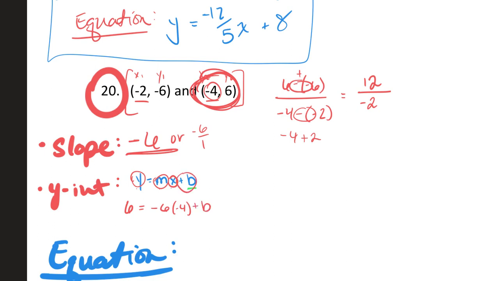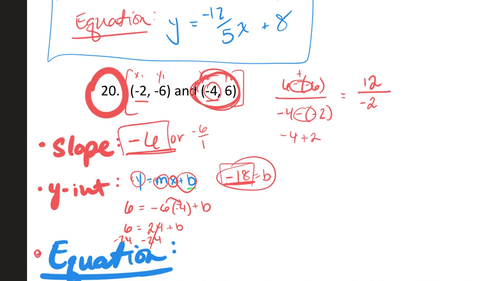And now we have a super simple equation to solve to find our y-intercept. Okay, 6 equals, what is negative 6 times negative 4? Well, that's 24 plus b. Now let's just solve for b. Can we just subtract 24 on both sides? I think so. So 6 minus 24 is going to be negative 18 equals b. So what is our y-intercept? Well, it's negative 18.